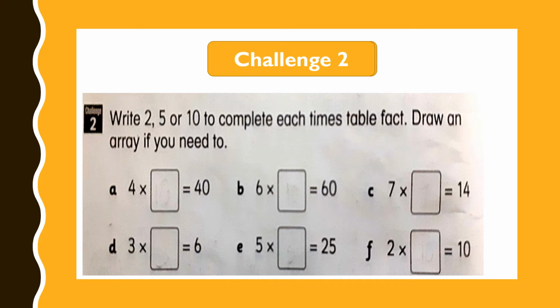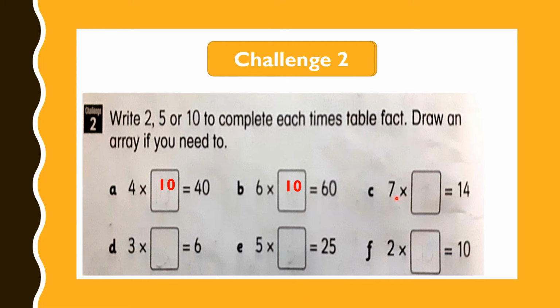Now challenge 2. Here write 2, 5 or 10 to complete each times table fact. Okay, draw an array if you need. Yeah, now let's see. Here the answer is given. We should be able to write how many times, like if it is 2 times or 5 times or 10 times. Okay. Now 4 times dash is 40. This is simple. 4 times 10 is 40, right? Yeah, very good. Now 6 times 10 is 60.